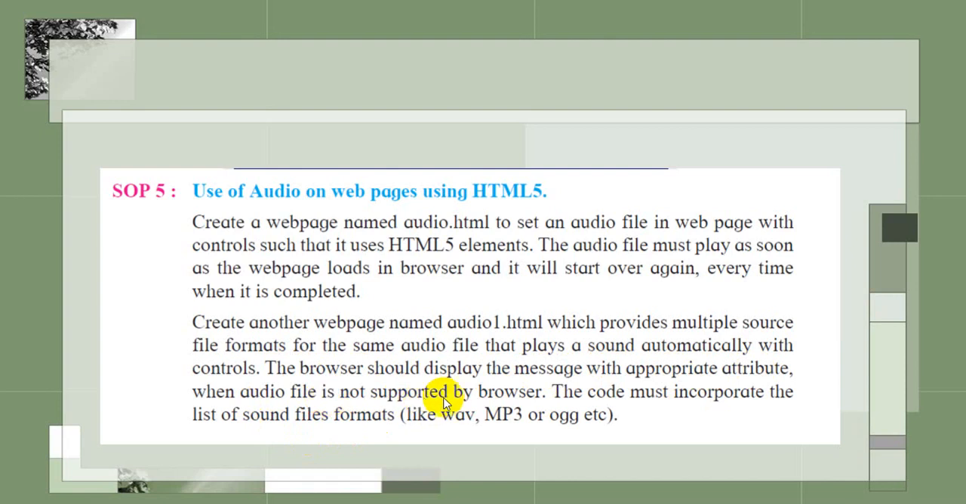When the audio file is not supported by the browser. Why are we taking different source files? Because there are many file formats which are not supported by the browser. That is why we are taking some options, some substitutes. If this file does not run in this browser, then the next file will be the option. If that file also does not run, then we have a third option. So we have to add multiple source files, but with the same name.